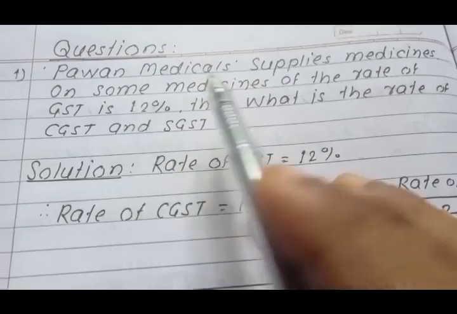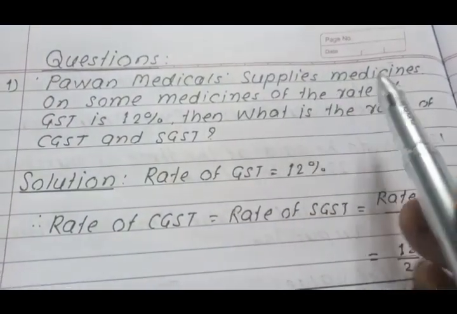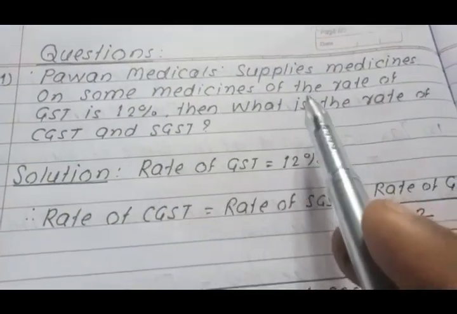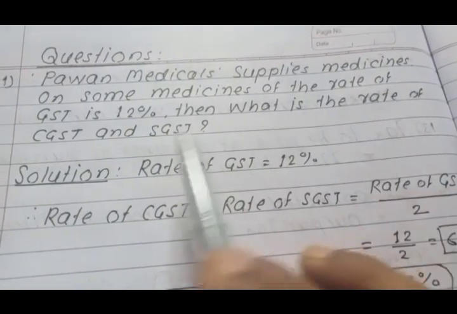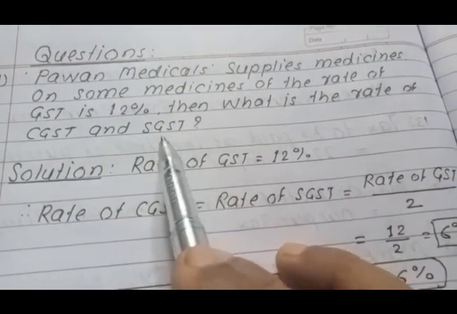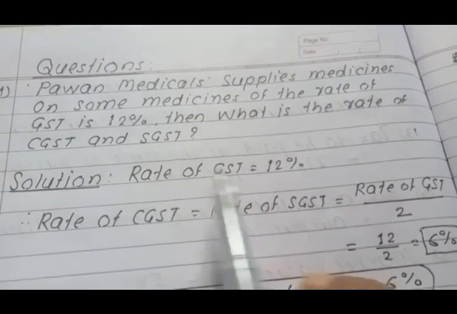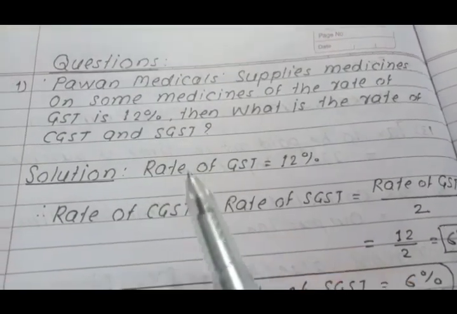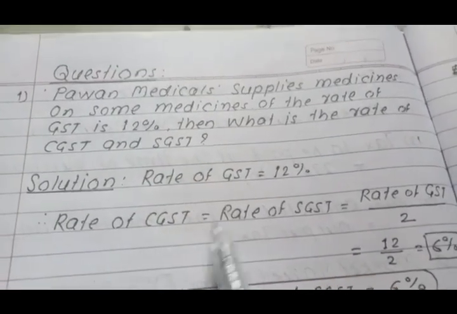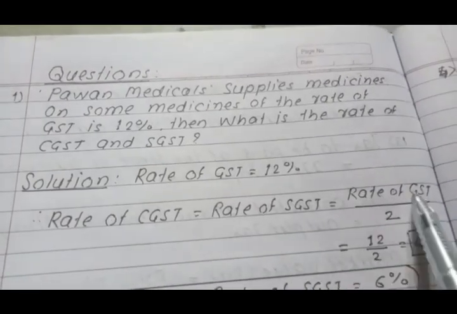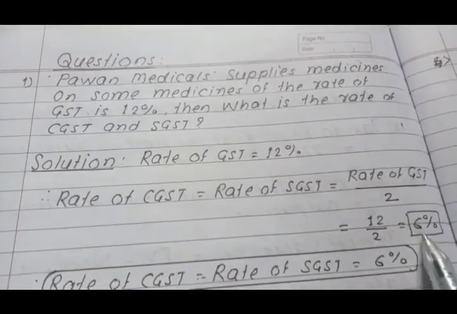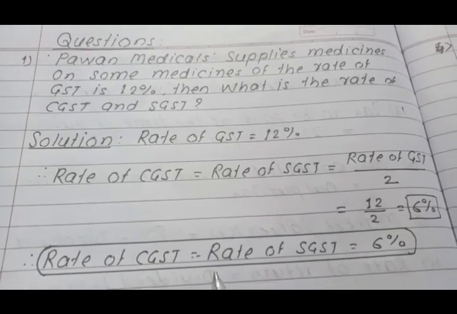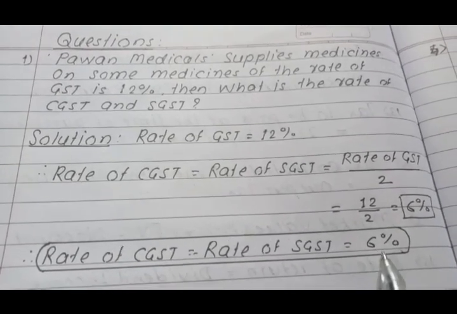Questions. Number 1. Pawan Medicals supplies medicines on which the rate of GST is 12%. What is the rate of CGST and SGST? Answer: rate of GST is given as 12%. Rate of CGST = rate of SGST = rate of GST / 2. This is the formula. GST 12%, 12 upon 2 means 6%. Rate of CGST = rate of SGST = 6%.